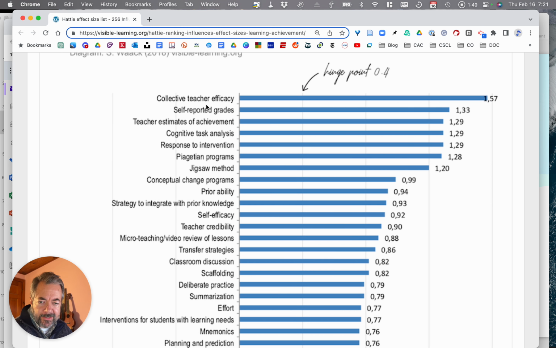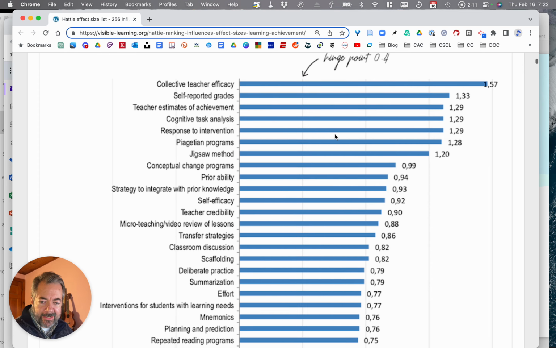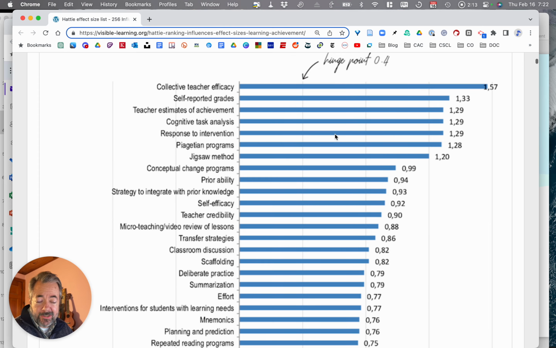Collective teacher efficacy, simply put, is the ability for teachers to work together. More than likely in a professional learning community, where you do common assessments, you talk curriculum together, you talk about best instructional practices. That seems to have the highest effect on academic achievement. And again, as you look at this, I would encourage you to do that.